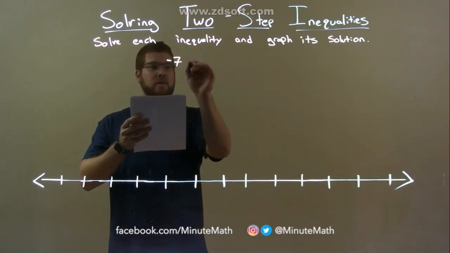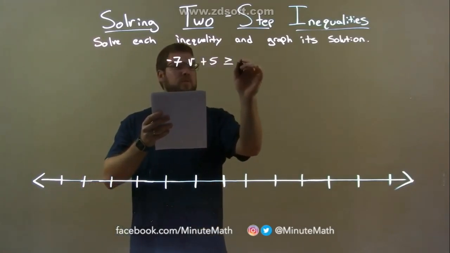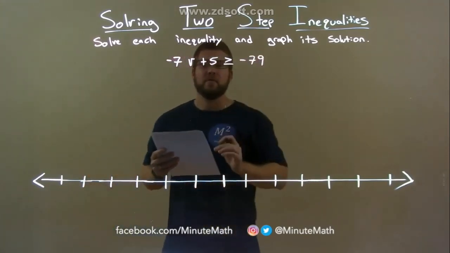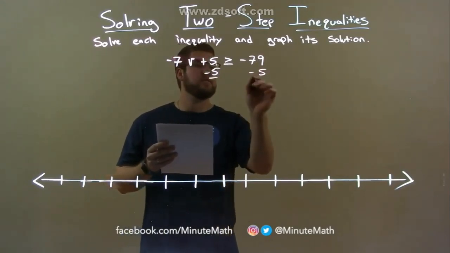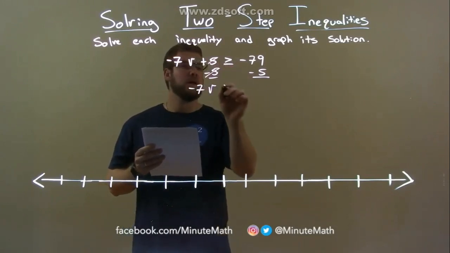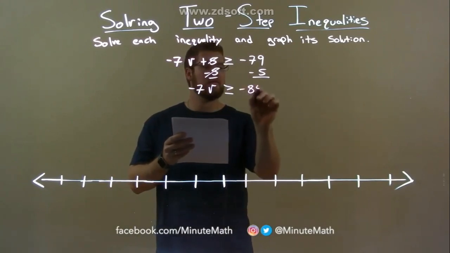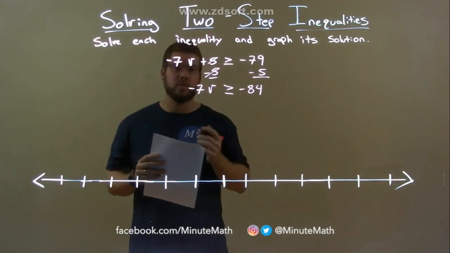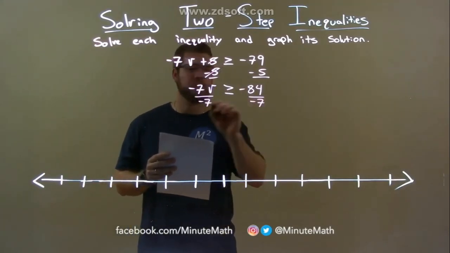Negative 7v plus 5 is greater than or equal to negative 79. Well, I want to get v by itself. First step in doing that is subtracting a 5 from both sides. This leaves me a negative 7v on the left, and it's greater than or equal to negative 79 minus 5, which is negative 84. So we're being multiplied by negative 7, opposite of multiplication is division. Divide both sides by negative 7 here.